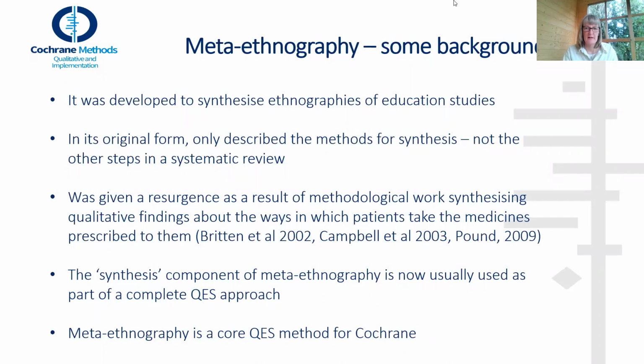Okay. So just a little bit of background. I've given you some of the history already: it was developed to synthesize ethnographies of education studies, and it's the approach that Noblit and Hare developed for that. In its original form, the book only described the methods for synthesis, as in how you put your group of studies together, and not the other steps in a systematic review. So through this series we've talked about searching for papers, doing methodological appraisal, and formulating questions. All those other steps in a systematic review weren't covered in the original text. It was literally about how you synthesize studies together.